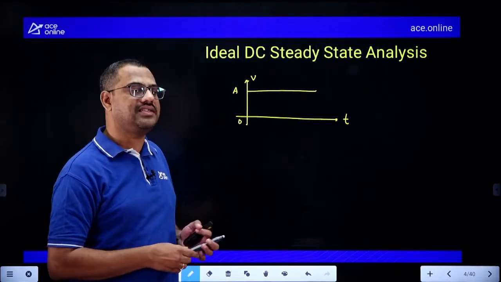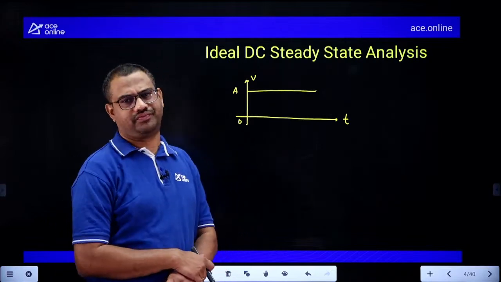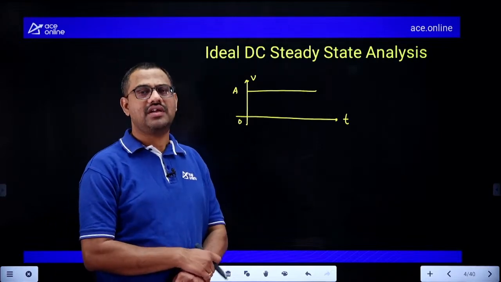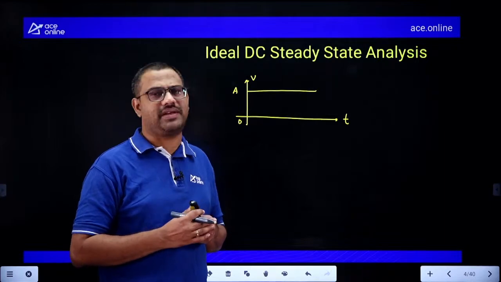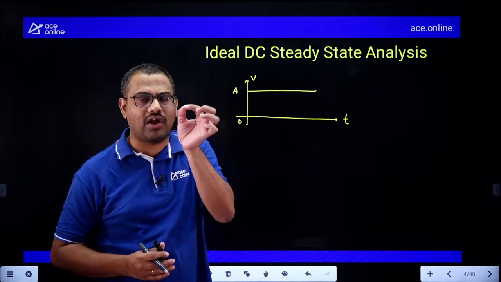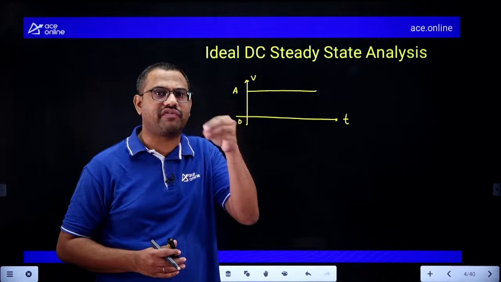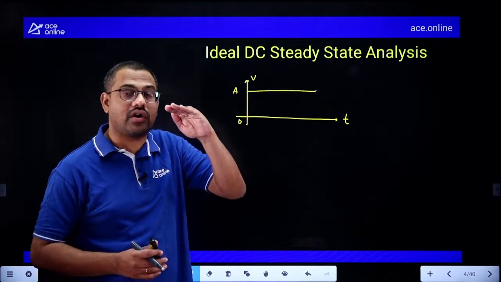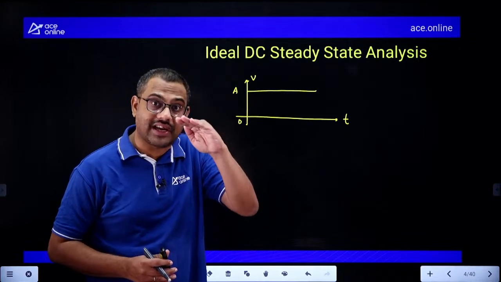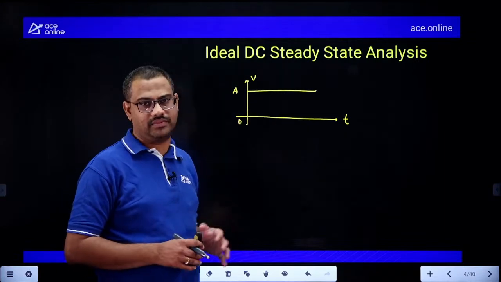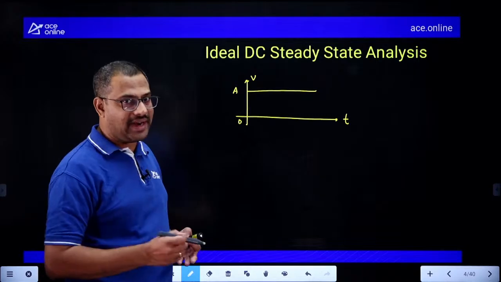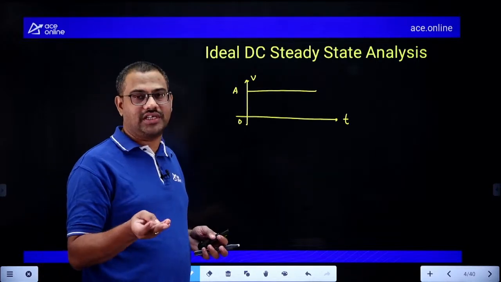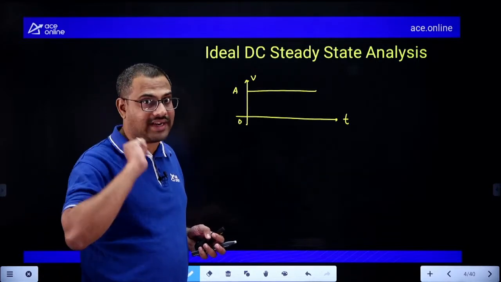So where is ideal DC? Ideal DC is not everywhere, but we can model certain limited applications as ideal DC, like a new cell or a battery for the first few minutes or first few hours before discharging. And function generators or integrated circuit voltage regulator ICs at electronic level are ideal DC. But when it comes to practical, like your rectifiers, DC-DC converters, switched mode power supply, they are all practical DCs.